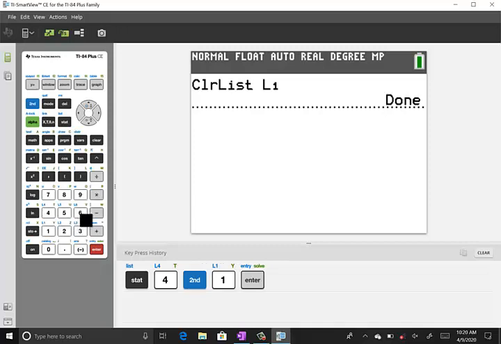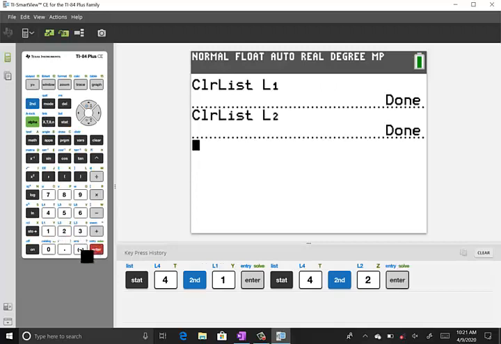You can have a lot of lists. So you see how it says L1 in blue, L2, L3. If you look at number 1 above it, it says L1. If you look at number 2 above it, it says L2. So that's what we're clearing out. Let's clear out list 2. We hit stat, number 4, and you hit second 2, and that'll clear out our list 2.